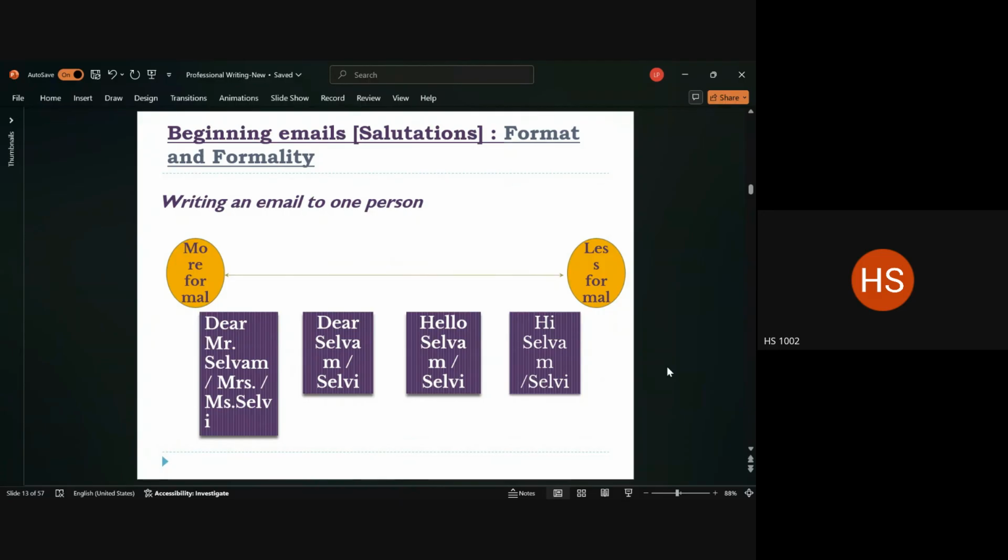Okay. So could you take a minute and look at that slide and tell me what is your observation of what happens from more formal to less formal, right? This thing that you see, this is a scale of formality. So beginning with highly formal to the least formal, what changes do you see in the writing of a salutation in a professional email? Just take a minute, look at all the four options there and tell me what differences you see.